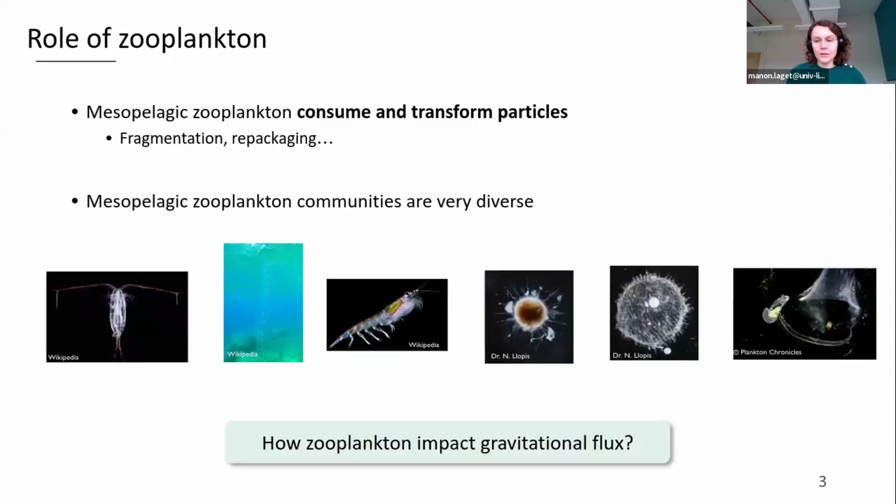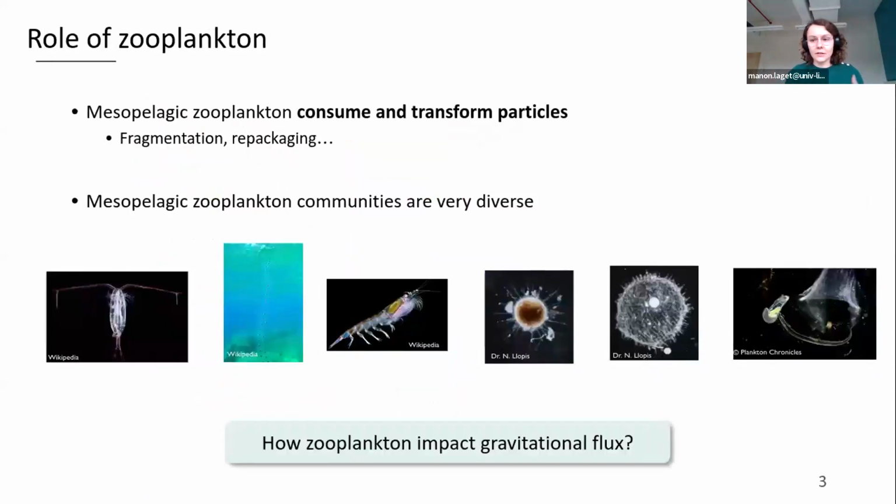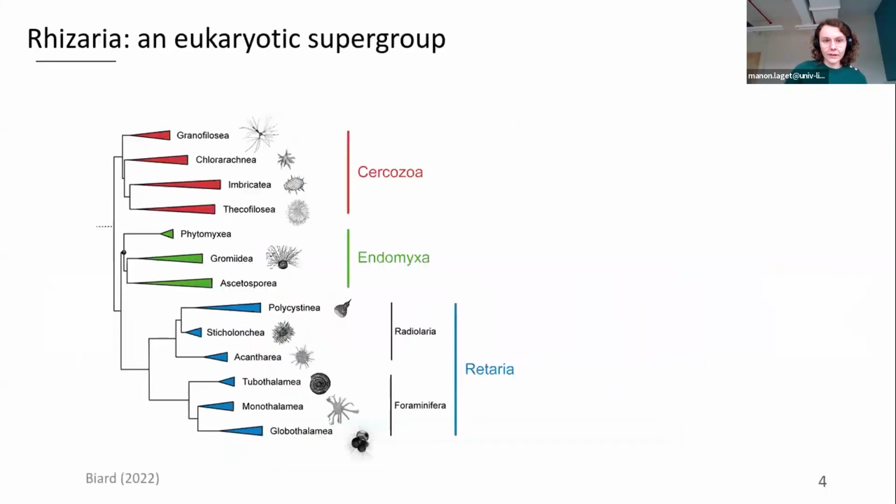Mesopelagic zooplankton communities are extremely diverse because they include organisms such as crustaceans like copepods, salps, for example, or also protists, such as Rhizaria. A key question of biological oceanography is how zooplankton can impact the gravitational flux. So here I will talk of a specific zooplankton group, Rhizaria.